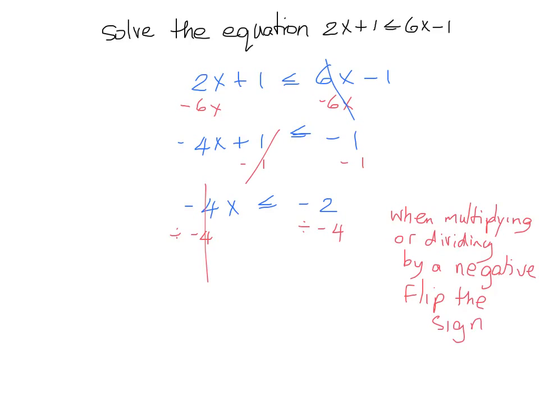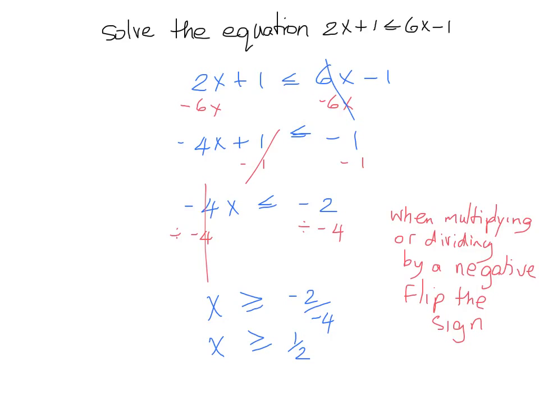We have on the left side x. Now, since we divided by a negative number, our sign changes to greater than or equal to. And on the right side, we have negative 2 over negative 4, which in fact gives us x is greater than or equal to a half. Now, because this was a little weird and we're not that used to inequalities, you may want to check this. You may want to just make sure that this is in fact true.